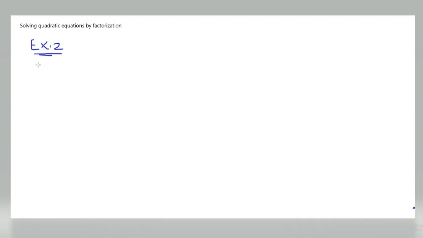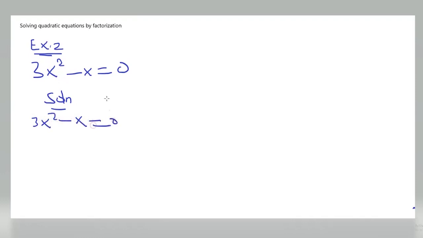attack any question. Okay, now this is example number 2. Assume you have 3x squared minus x is equal to 0. Now solve for x or find x. Solution: 3x squared minus x is equal to 0. Now take x outside the bracket, then inside the bracket will remain 3x minus 1, which is equal to 0. Now one of the products gives us 0, therefore x is equal to 0, or 3x minus 1 is equal to 0.